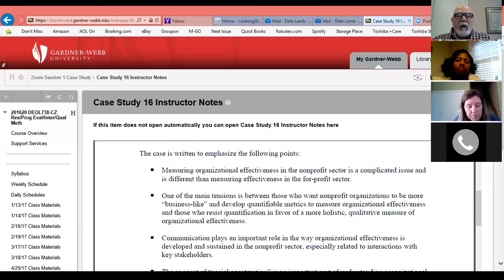Okay. So here are the points of emphasis for this: that measuring organizational effectiveness in nonprofit is complicated. It's different than measuring effectiveness in a for-profit sector, because at the end of the month, you don't look and see how much money is in your account. The tension is between the ones that want to be more business-like, and this is my point that I was making, more business-like and develop quantifiable metrics to measure rather than just using anecdotal evidence. We talk to people and this is what they think. No, we want you to develop quantifiable metrics. This is what would be considered success.